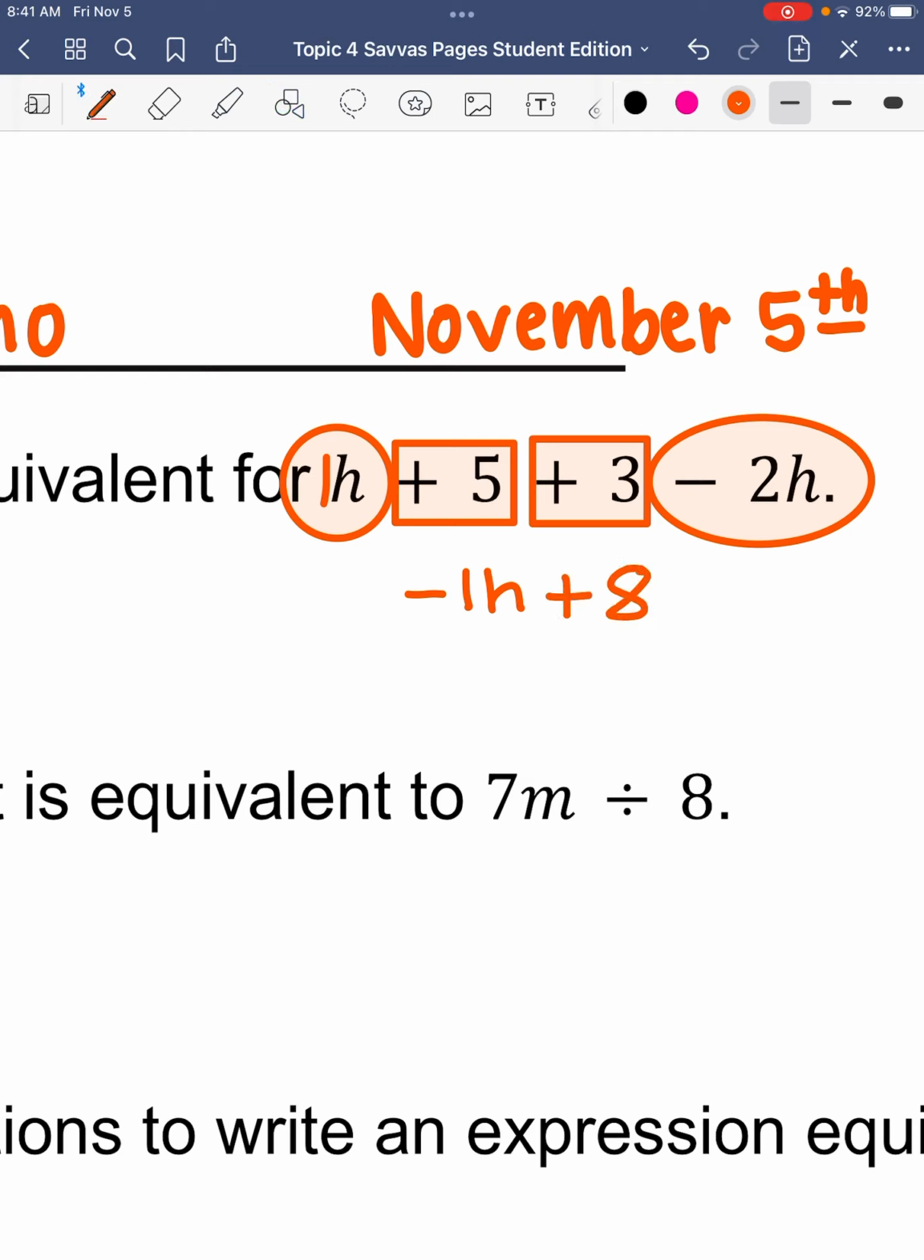Now there's one thing I want to point out. Remember, I don't need a 1 in front of a variable. It will be understood to be there. So I'm going to simplify this even further and write it as negative h plus 8. And that right there is my final answer, negative h plus 8.